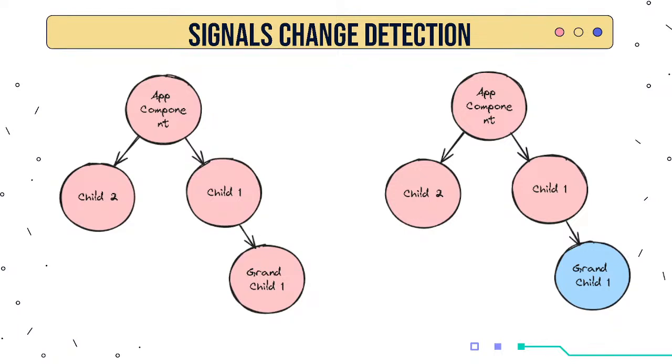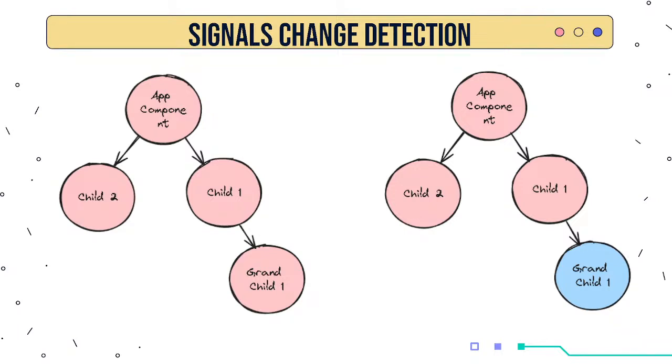Means, if any changes happen in a specific component, only that specific component will change, not the whole component tree. But how is that possible? How are we able to do that? So now let's dive into it with an example.